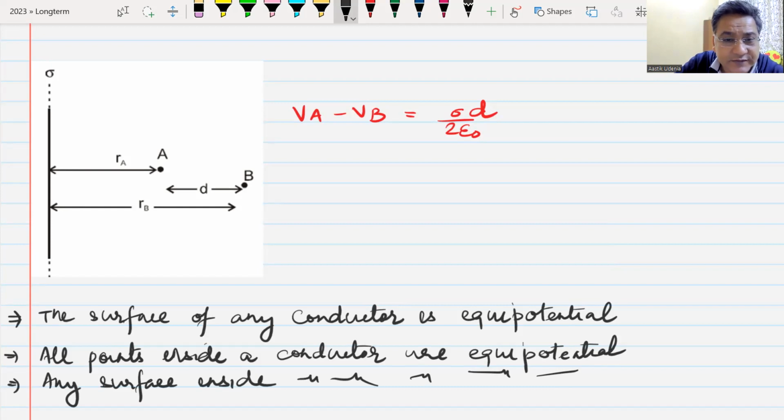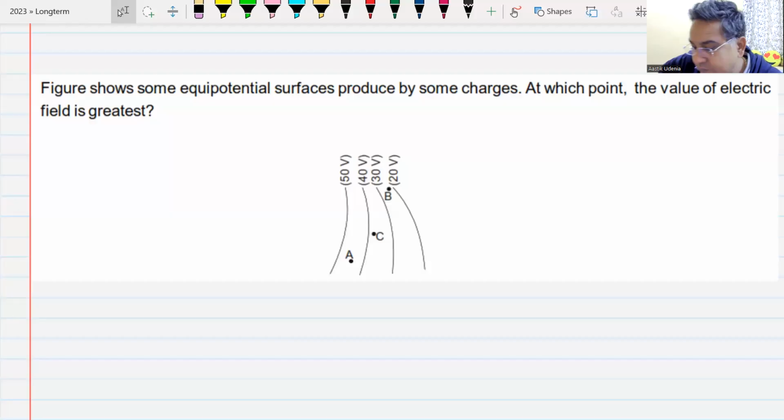So note this down as well. Then this is a question and I want the answer quickly. Some equipotential surfaces are shown. At which point is the value of electric field greatest, A, B or C? B, sir. At point B, the electric field is greatest because equipotential surfaces are closer.